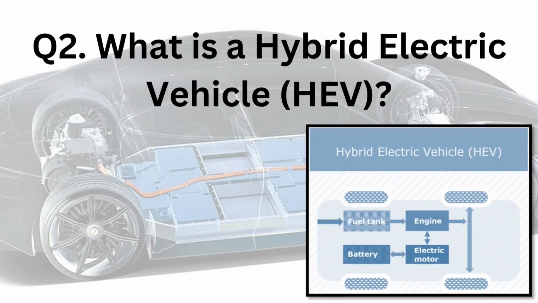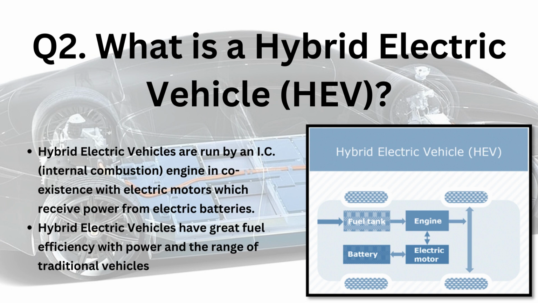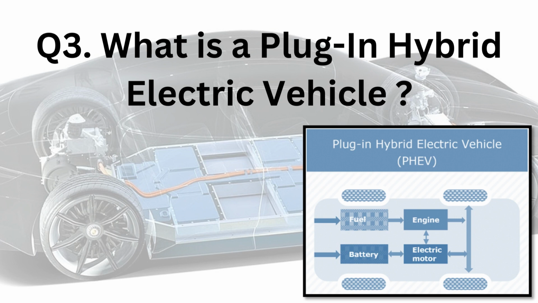What is hybrid electric vehicle? The hybrid electric vehicle is run by an internal combustion engine in coexistence with the electric motor, which receives the power from the electric battery. So here the IC engine and the electric motor both are working. Hybrid electric vehicles have great fuel efficiency with the power and the range of the traditional vehicle.